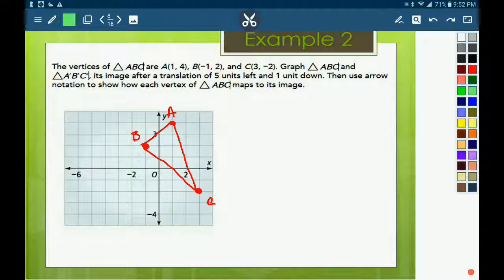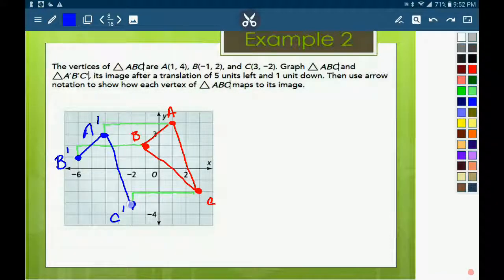So start your pencil at A and then count 5 units to the left. 1, 2, 3, 4, 5. And count 1 unit down. That's where A prime should go, right there. Let's do that again for B. Count 5 units to the left and 1 unit down. There's B prime. One last vertex, 5 units left and 1 unit down. There's C prime.